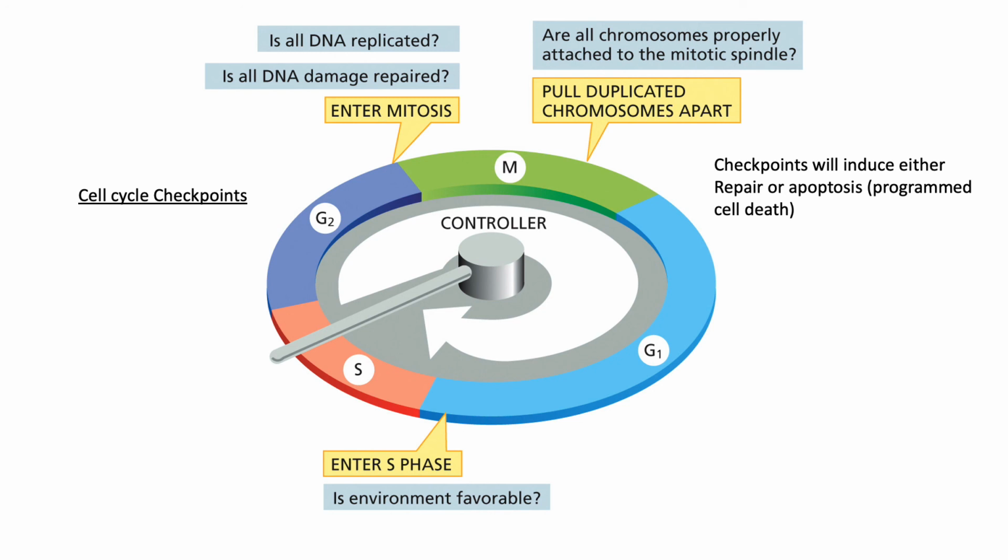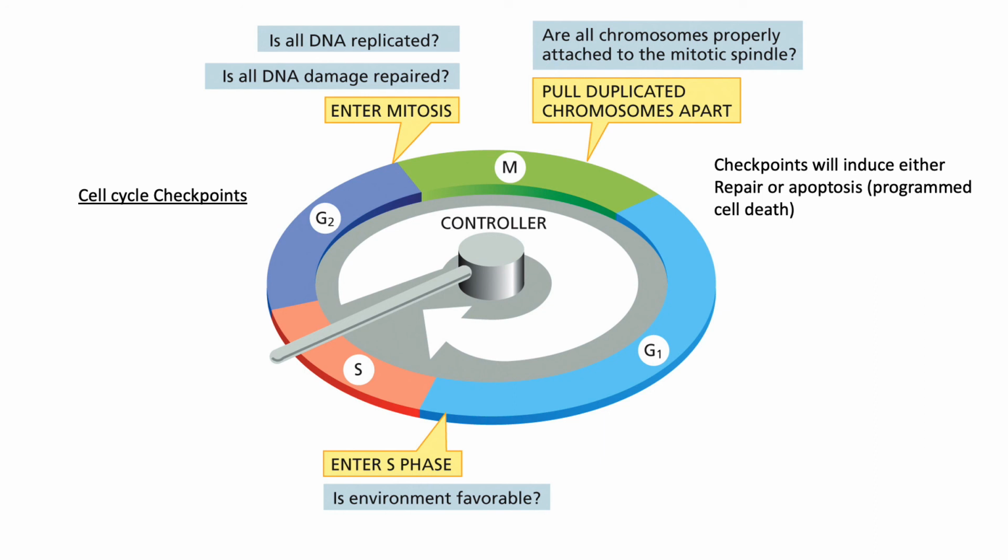Now what it does is, if the checkpoint is activated, it stops cell division and does one of two things. It either allows the cells to repair the DNA damage, or if the DNA damage is too severe, it'll actually allow the cells to die, which is a process called apoptosis. So the cells will enter apoptosis and eliminate the cell. The idea is rather eliminate a cell with a lot of damage than undergo DNA synthesis and replicate that damage.